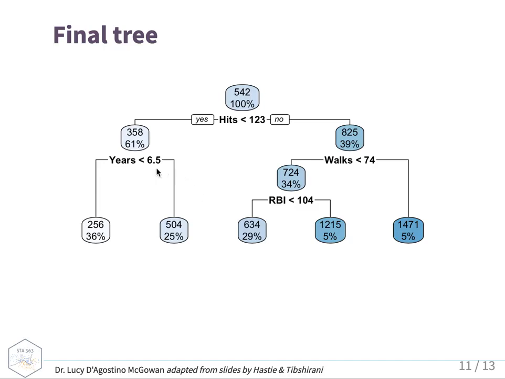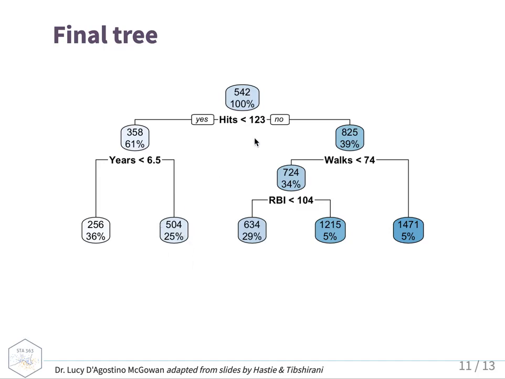I've got 1, 2, 3, 4 internal nodes, and I have 1, 2, 3, 4, 5 terminal nodes. And so my first node splits on the number of hits, and so it looks at if you have less than 123 hits, you end up over here. If you have more, you end up over here. And then among those with less than 123 hits, those with less than 6.5 years in the major leagues end up with this salary. So that's 36% of my data, with an average salary of $256,000.